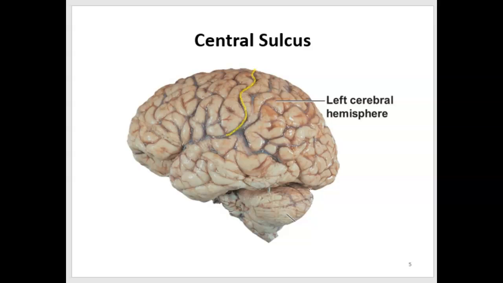Now, without a diagram that's color-coded, like this picture of an actual brain, it's sometimes hard to distinguish where the frontal lobe ends, and the dividing point between the frontal lobe and the parietal lobe. But they are separated by a distinct structure called the central sulcus. And I drew a yellow line on this picture to show where the central sulcus is located. Notice that it extends inferiorly all the way to the temporal lobe.